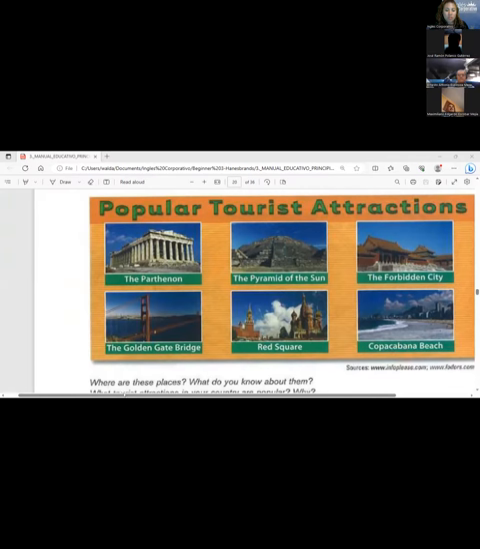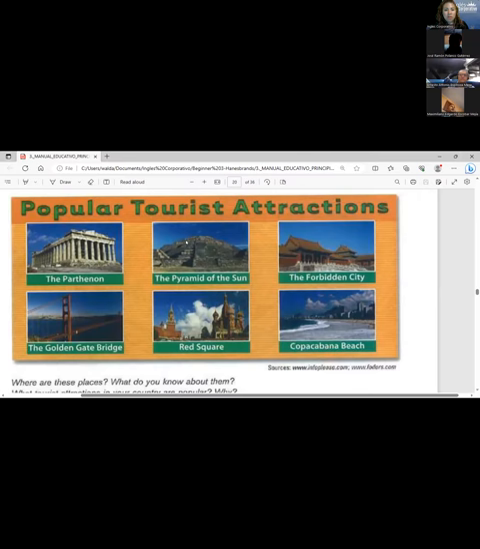What about the Red Square? I think maybe it's a palace in India. A palace in India? Russia. Very good, it's Russia. What city is Red Square in? Moscow. In English? It's in Moscow. Yeah, very good.